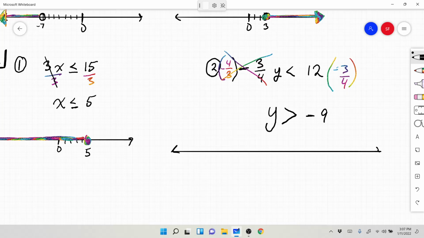So we're going to put our 0 on here. We're going to go over 1, 2, 3, 4, 5, 6, 7, 8, 9. Negative 9. We're going to do a filled in circle or an open circle? Open circle. Which direction are we going to shade? To the right or to the left? To the right.